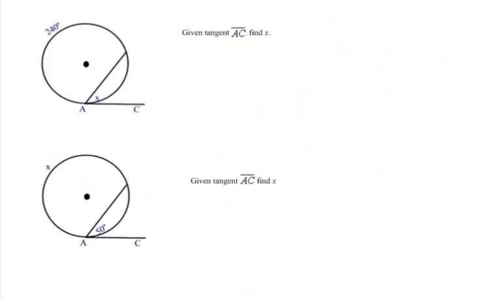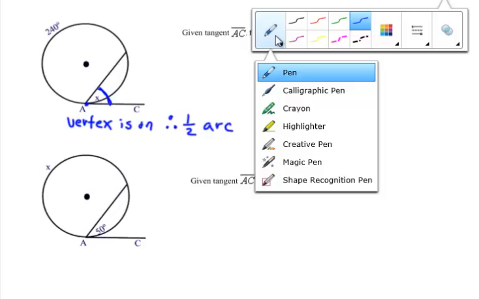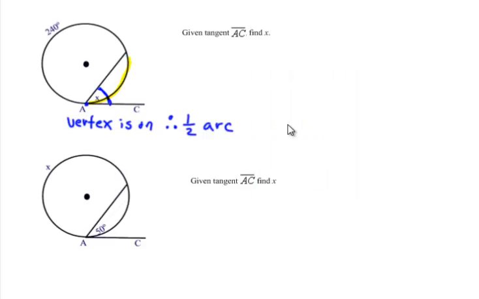Next, we have a couple examples to go through. The first is: given tangent AC, find x. Point A is the point of tangency, we have segment AC, and here is our angle. Our thinking is the vertex is on the circle, so it's going to be half of an arc. However, in this example we don't have the arc we're looking for. If I highlight what arc we need, there it is. So what other information are we given? We're given that the remaining arc is 240. We know all the way around a circle is 360. Whoops, not divided by.